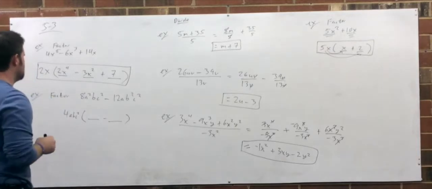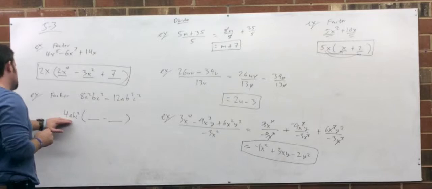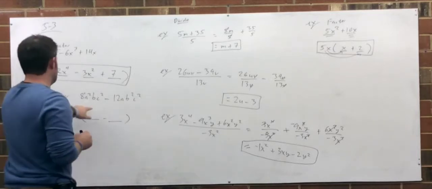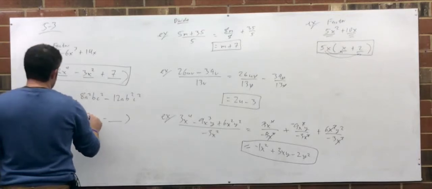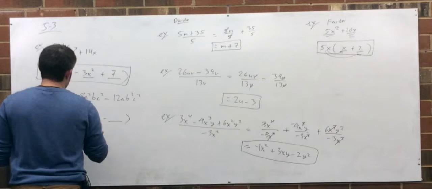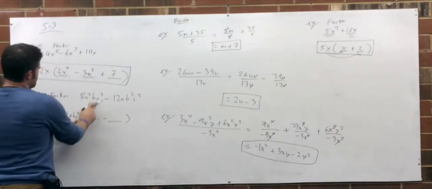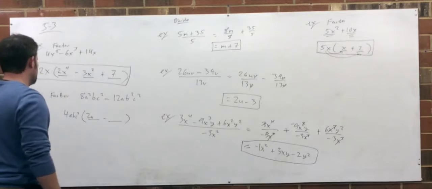So the final step is just multiplying to get back to the original. So what do I multiply 4abc squared by to get back to the original? Well, we know 4 times 2 is 8. We know we're missing 1a. The b is already in place, and the c squared is already in place. So the first term just becomes 2a.